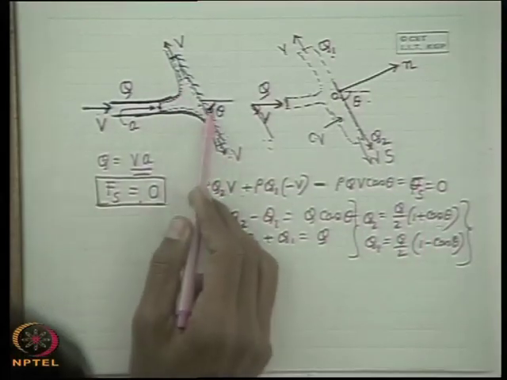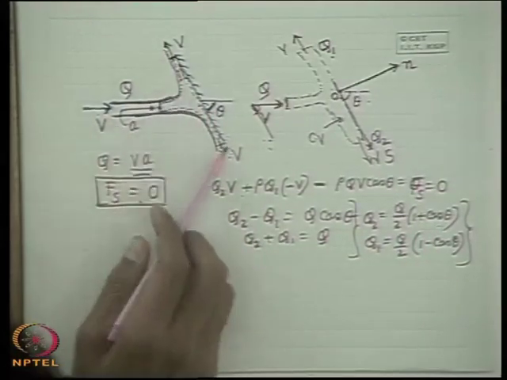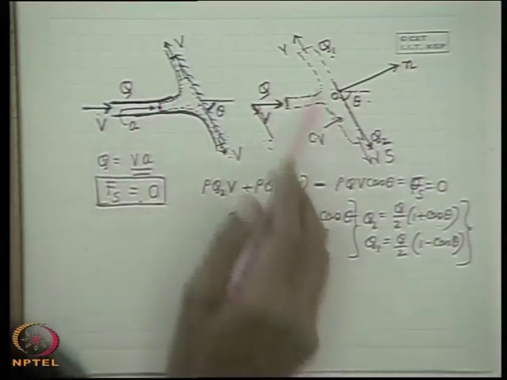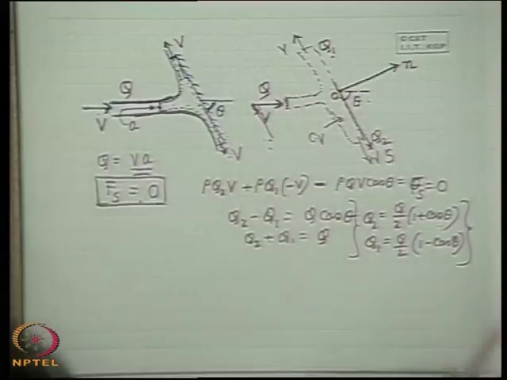Depending upon this theta value, if this theta is acute and the plate is inclined in the position as shown in the figure, the amount q2 will be more than the q1. So q2 is this, q1 is this.